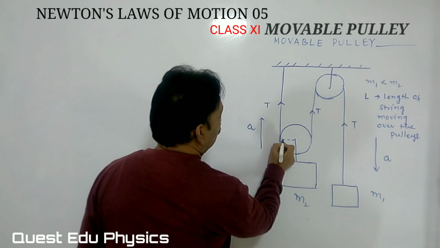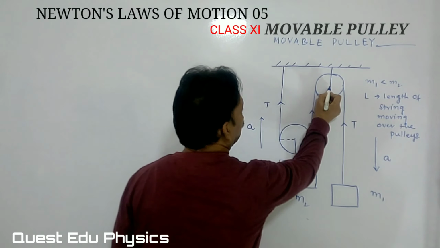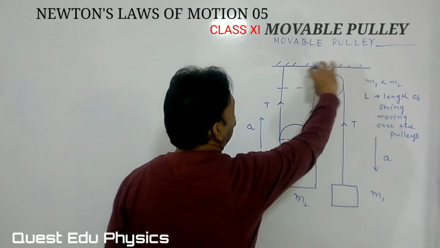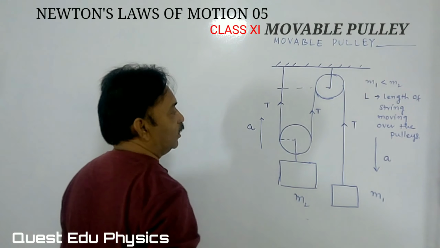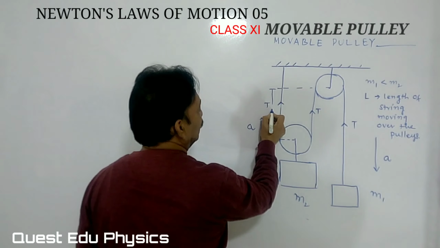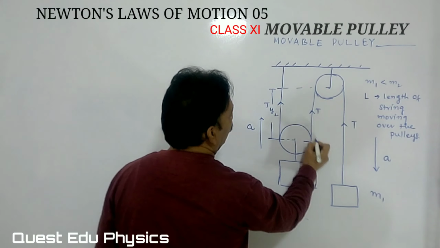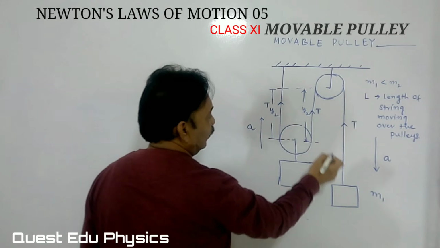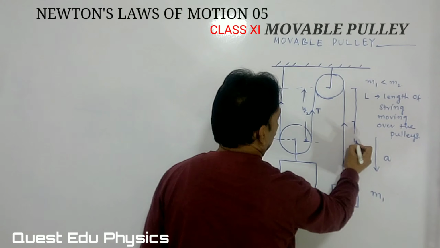This is the fixed length, and here also a fixed one. This part doesn't move and the remaining part will move. Let's say this length is y2, and obviously this one is also y2, and this one which is moving over, call it y1.